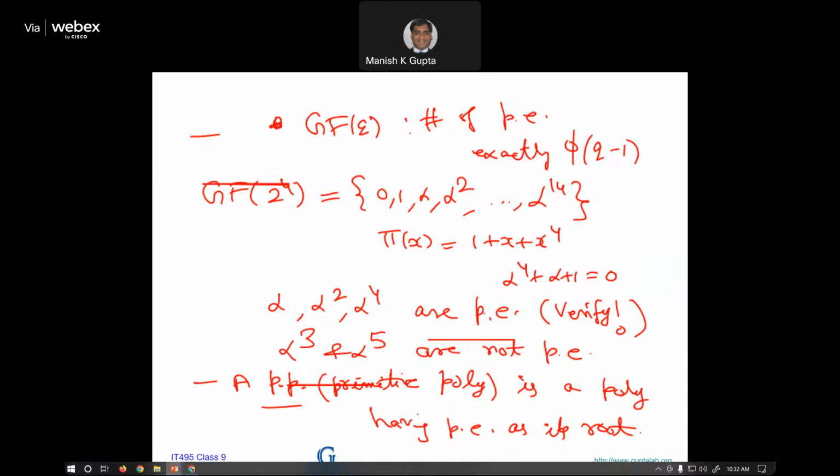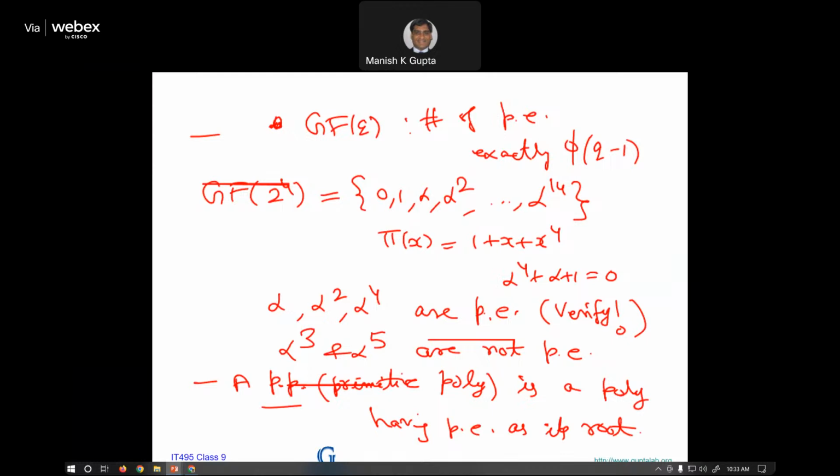Alpha is the root of this equation. So alpha raised to power 4 plus alpha plus 1 is equal to 0. That means alpha raised to 4 is equal to minus alpha minus 1, which is alpha plus 1. In that manner, you can compute all the powers of alpha: alpha raised to power 5, alpha raised to power 6, and so on, up to alpha raised to power 14. And then alpha raised to power 15 turns out to be 1. Just like alpha cubed is 1 in the smaller field, here alpha raised to power 15 is 1.